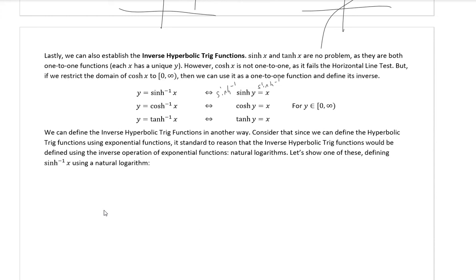Now, the one thing that we do need to restrict is for cosh, however, because unfortunately cosh is not one-to-one, as we established earlier on the first page at the end. It is not one-to-one because not every x leads to a unique y. So therefore we need to restrict the bounds for y to be from 0 to infinity so that it is only using the positive version of it that is the one-to-one function. So we do typically need to restrict that, but that's not going to matter too much.